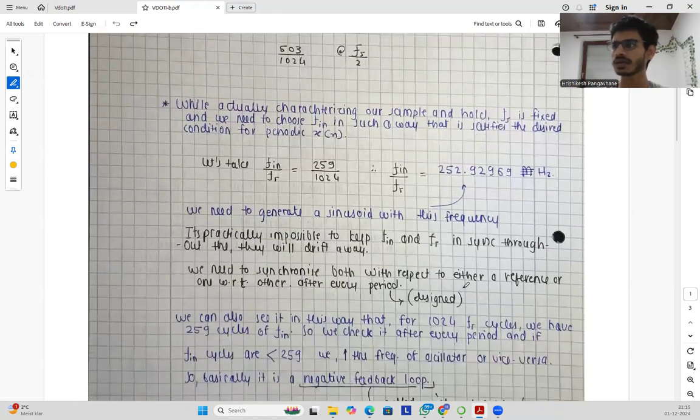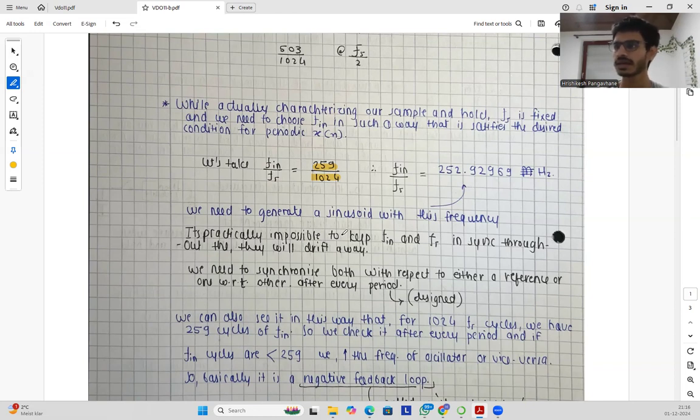So we can also say it in a way that for 1024 Fs cycles, we have 259 cycles for Fn. So we check it after every period. Let's say that period is constant and we have determined or estimated that period. So after each and every period, we check whether there are 259 cycles of Fn for 1024 cycles of Fs. And if the Fn cycles are fewer than 259 in 1024 cycles of Fs, then we increase the frequency of the oscillator for Fn, or vice versa.